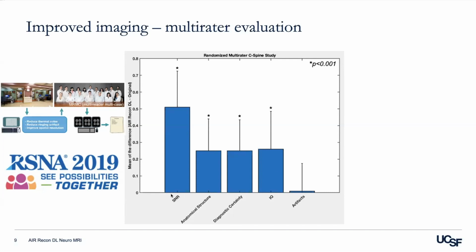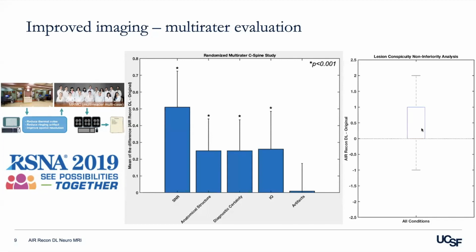And signal to noise ratio was significantly improved, as was anatomic structure conspicuity, diagnostic certainty, and overall image quality. I'll note that we didn't see an improvement in image artifact, but this was broadly defined as a whole host of different artifacts and not necessarily focusing on the Gibbs ringing artifact. And to touch on the issue of lesion conspicuity, we did a non-inferiority analysis and found that lesion conspicuity actually trended toward improvement with AIR Recon DL over the original, certainly non-inferior, if not showing improvement across the board.